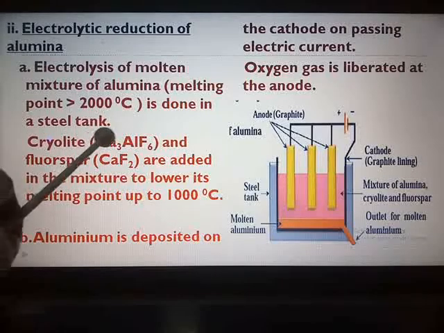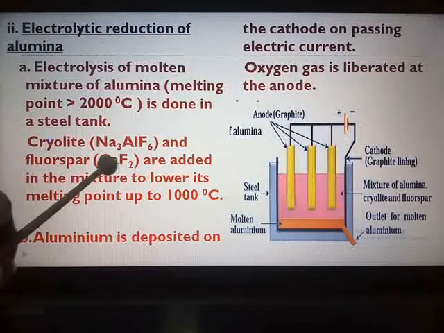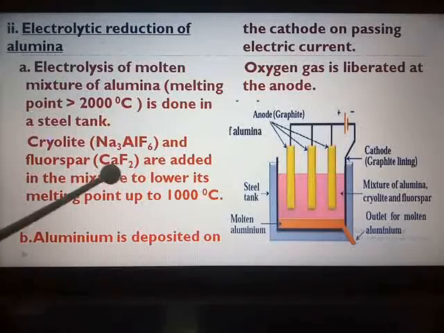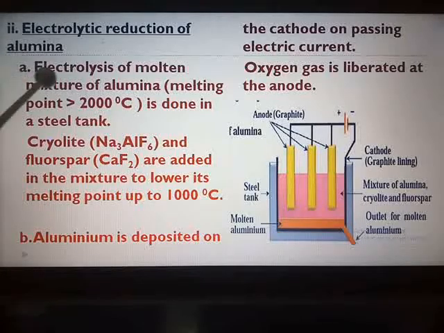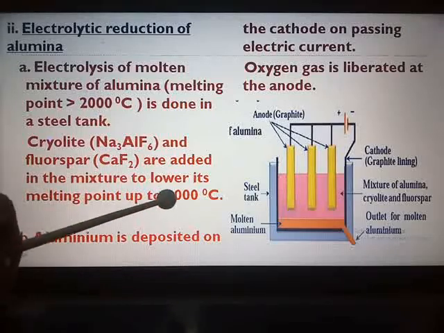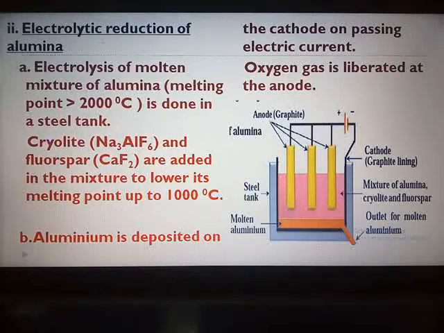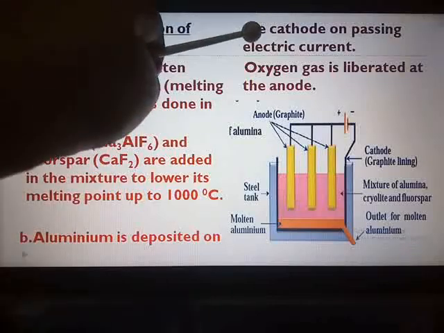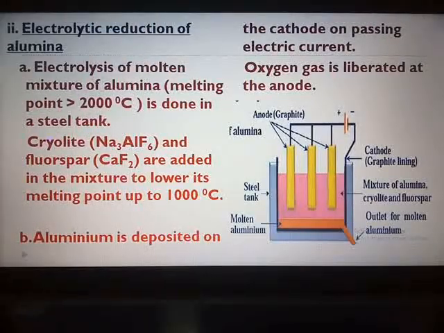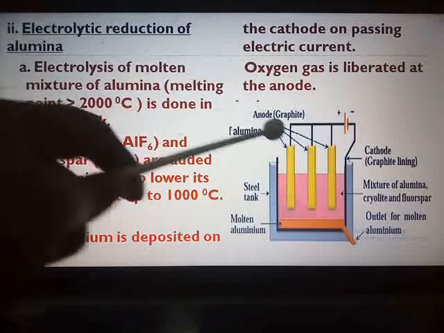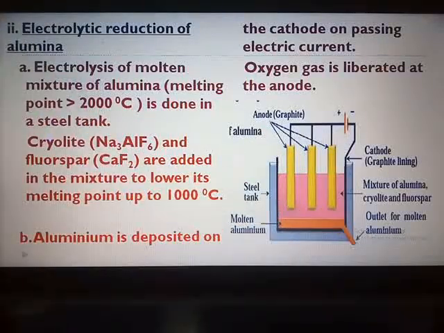Cryolite, that is Na3AlF6, and fluorspar CaF2 are added in this mixture to lower its melting point to 1000 degrees Celsius. You know melting point has become greater than 2000, which has to be lowered down. So these two things have to be added. What happens over here? Aluminium is found to get deposited on the cathode on passage of electric current. It is electrolysis. So when you pass electric current through the electrolyte, you will find aluminium getting deposited on the cathode. Cathode means this graphite lining.